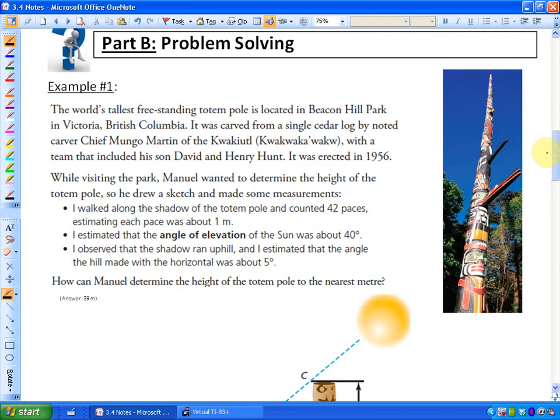In this case, we're looking at the tallest freestanding totem pole in Beacon Hill Park in British Columbia. Essentially, this gentleman, whose name is Manuel, wants to determine the height of the totem pole. So here's what he did.